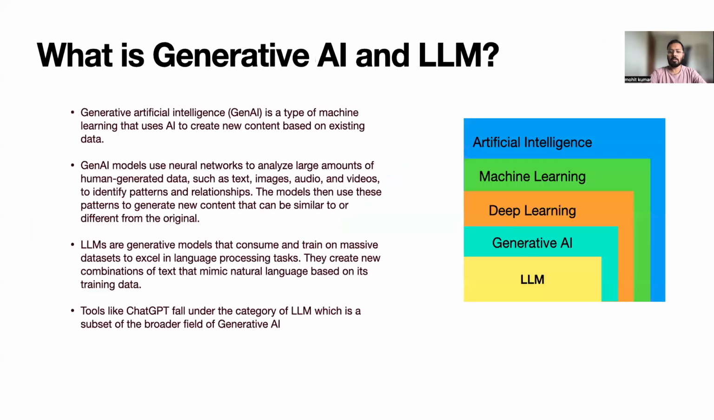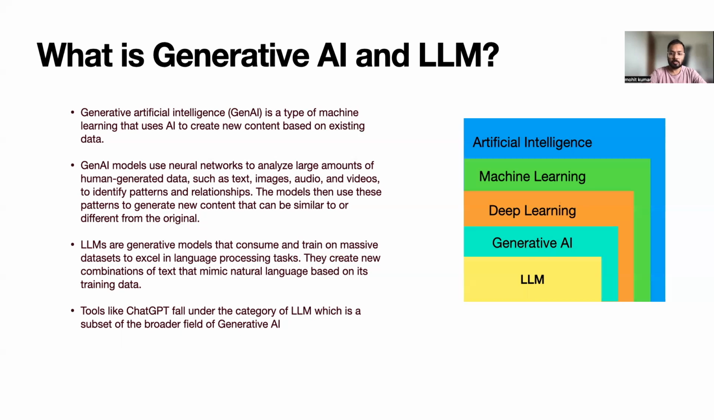But before that, let's quickly understand what exactly generative AI is and how it sits with respect to the broader field of artificial intelligence. Generative AI is a type of machine learning algorithm used to analyze large amounts of data. It identifies the patterns and relationships between data, which can then be utilized to generate new similar data.